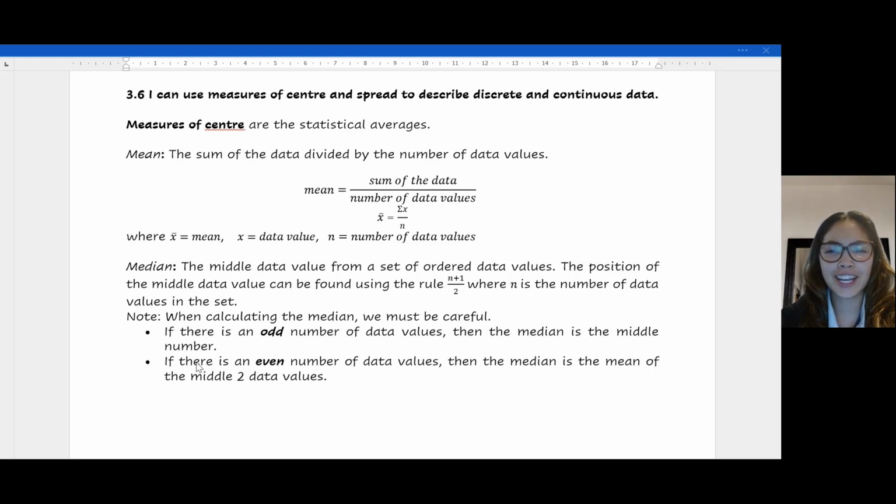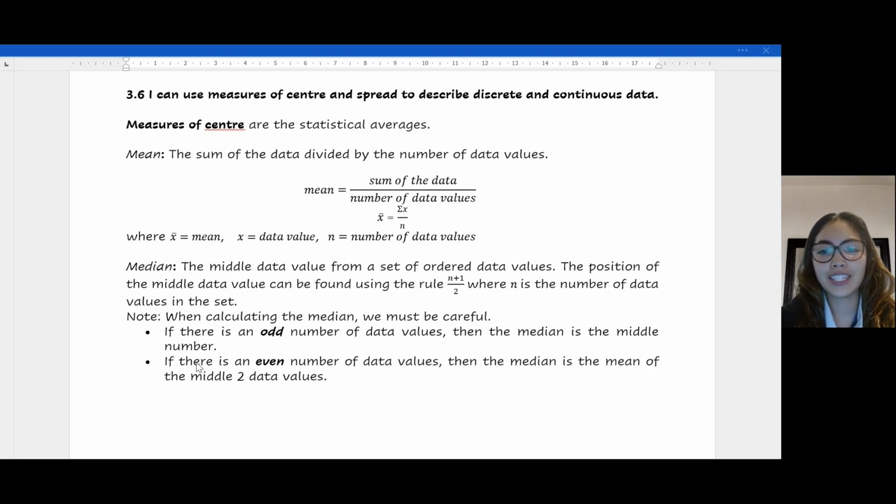So for this learning intention, I feel like it would be a lot of revision over what you've learnt over the last few years at school. So this is: I can use measures of centre and spread to describe discrete and continuous data.